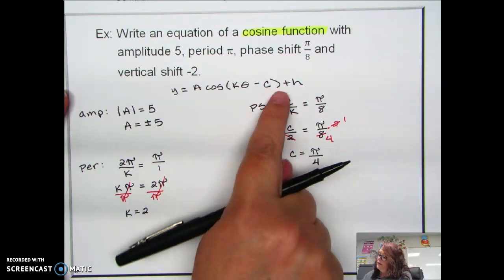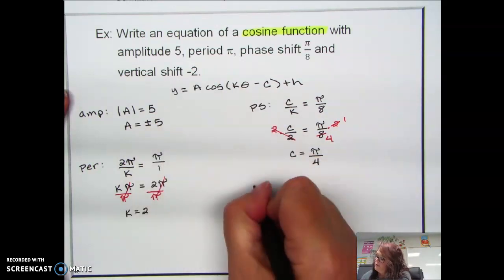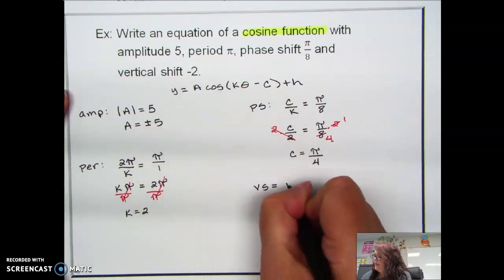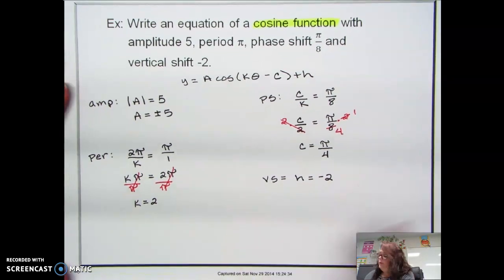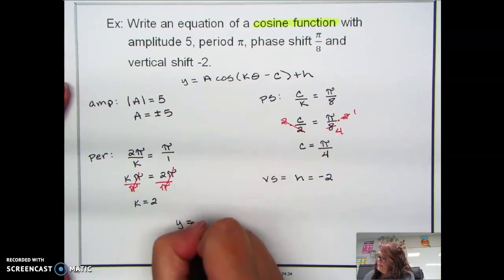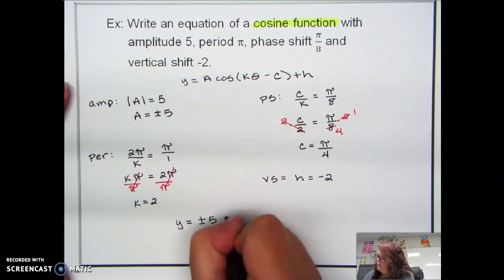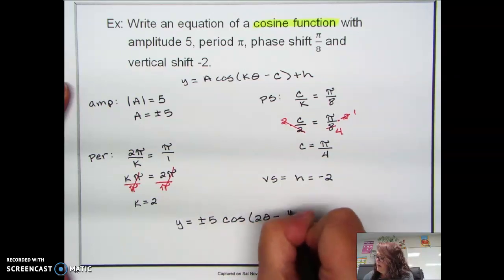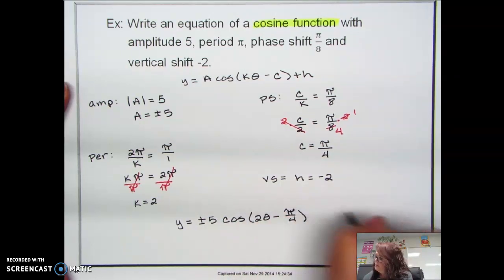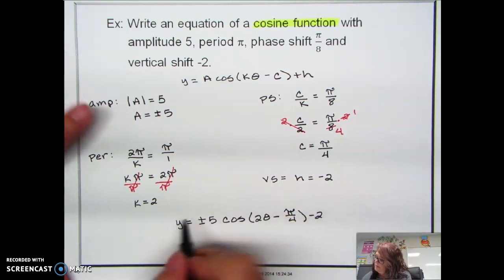And then finally, our h value is our favorite because that's our vertical shift. It is what it looks like. And the h is equal to -2. So putting that all together, we're going to say y is equal to plus or minus 5 cosine of 2 theta minus pi over 4 plus h, which happens to be -2.